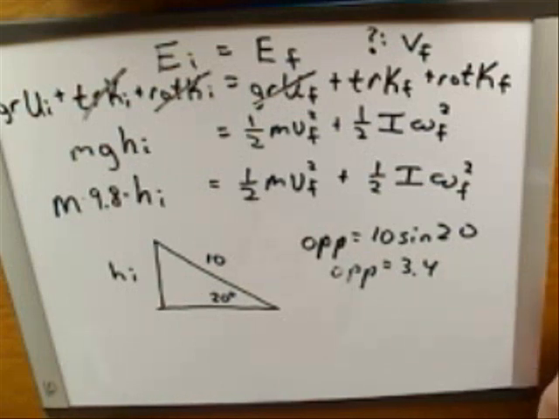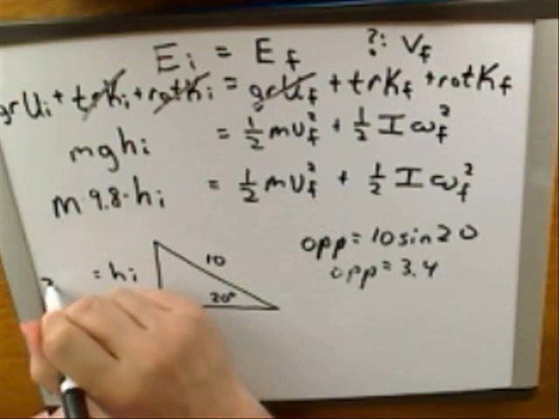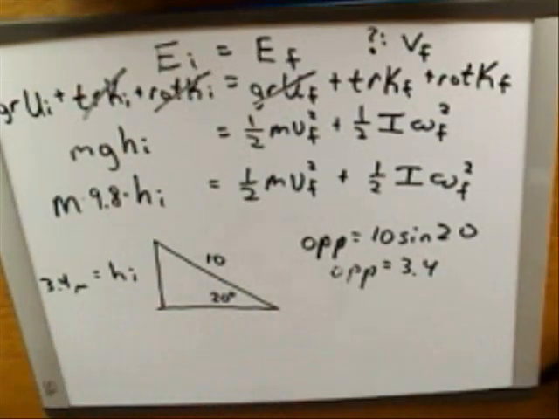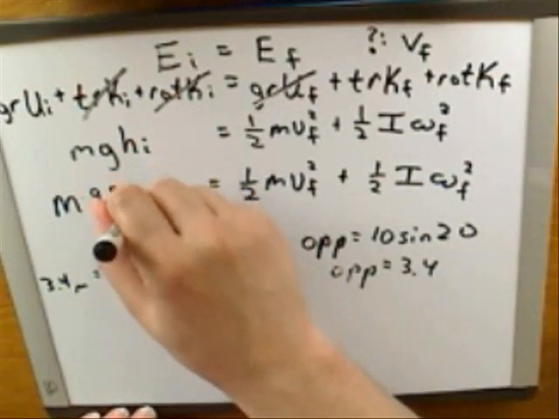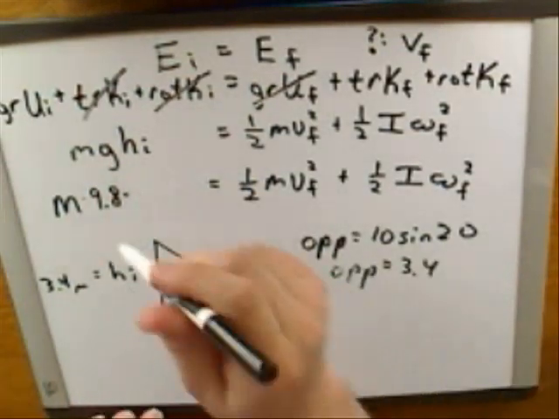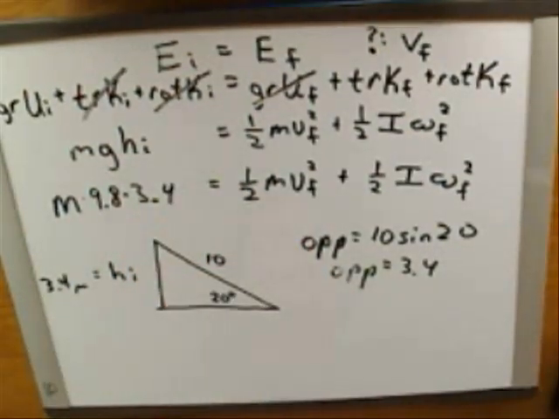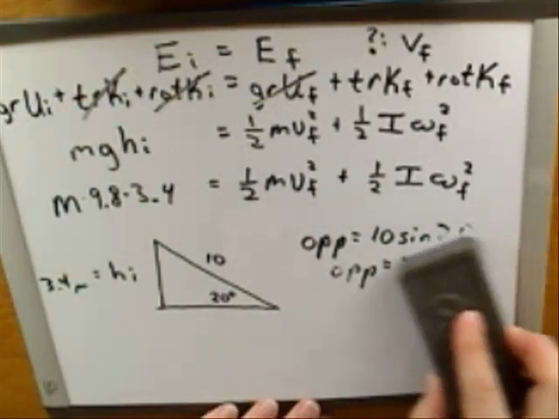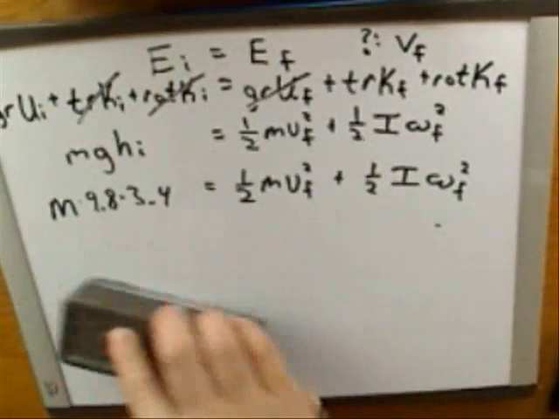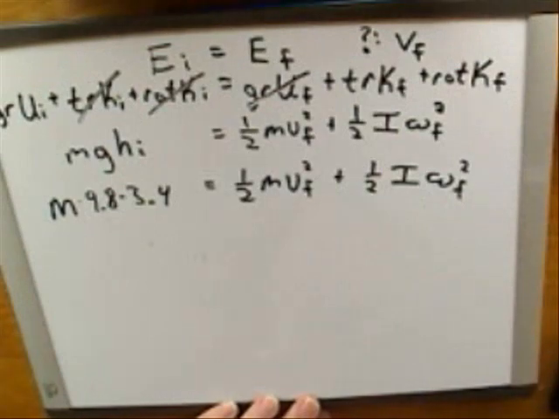Oh no, I just had to erase something real quick because I put it in the way of me solving my equation. So for H initial, I'll put 3.4. Okay, good. All right, that's good. Looks like you remembered that trick. That's good. So let me erase that.